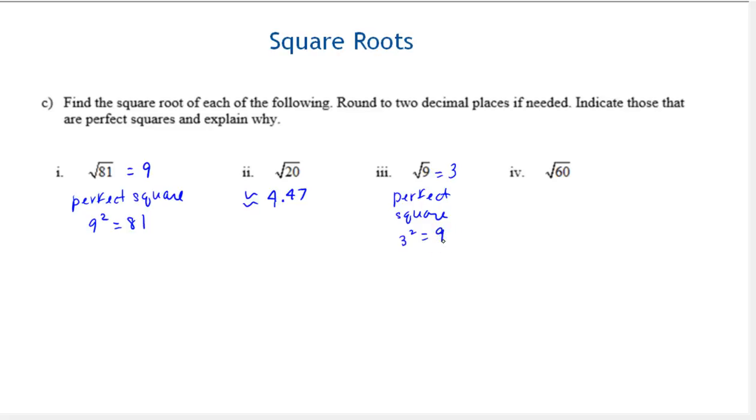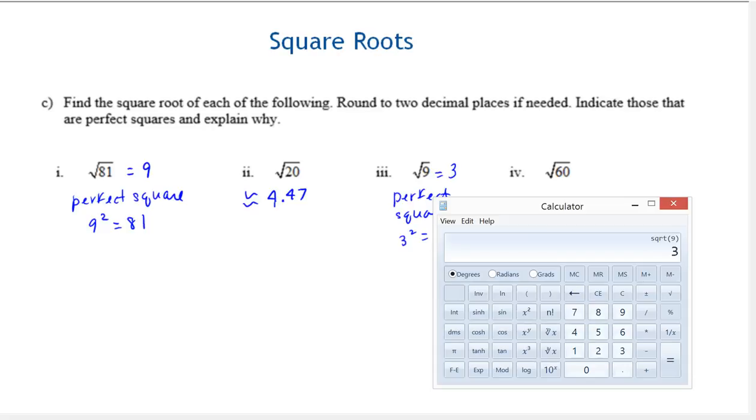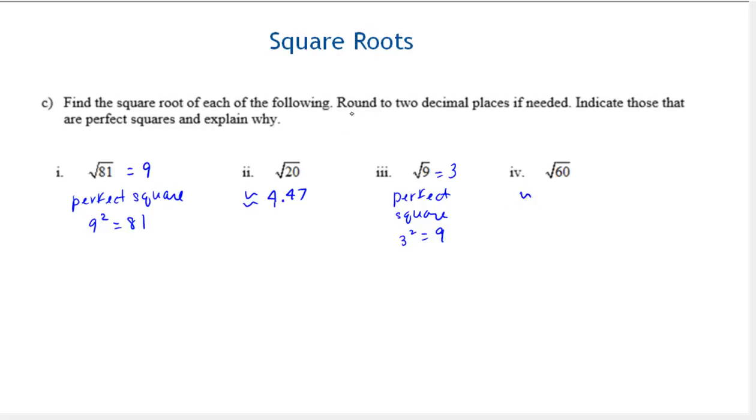And now the square root of 60. So when I look at that, I say it's between 49, which is 7 squared, and 64, which is 8 squared. So it's not going to be a perfect square. It's going to be between 7 and 8. And let's see what that value is to 2 decimal places. It is about 7.75. So that's our approximation, 7.75.